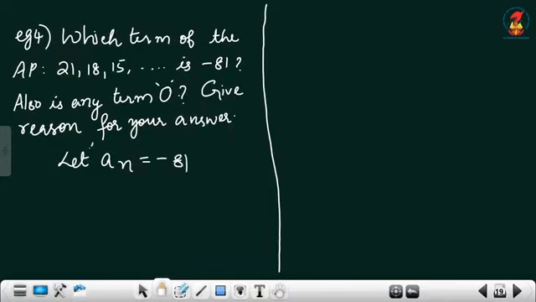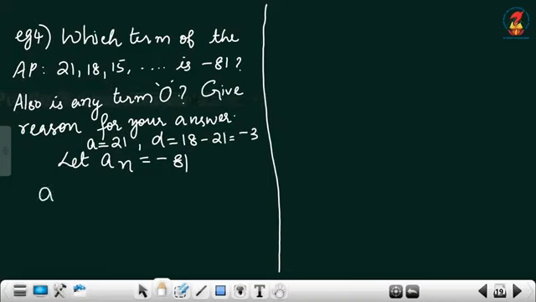From the series we can write A is equal to 21 and D is equal to 18 minus 21, which is minus 3. So, A is equal to 21 and D is equal to minus 3. Let AN be equal to minus 81. We need to find the value of N.